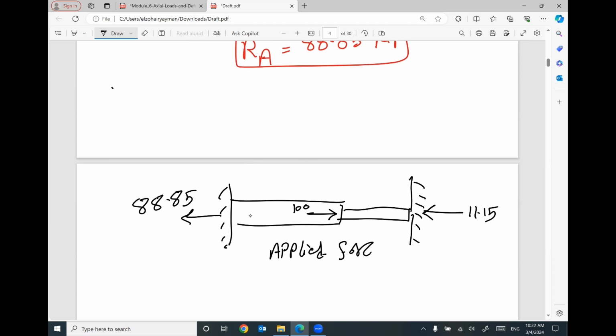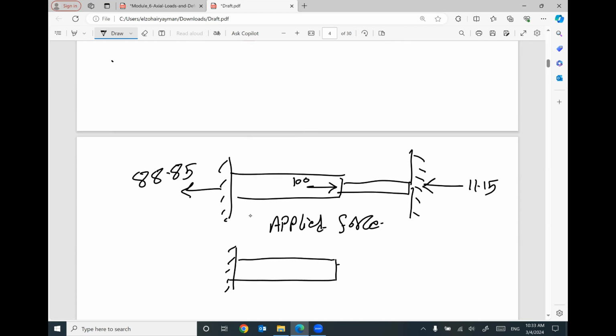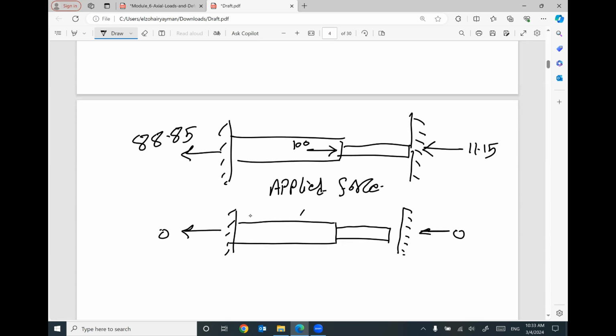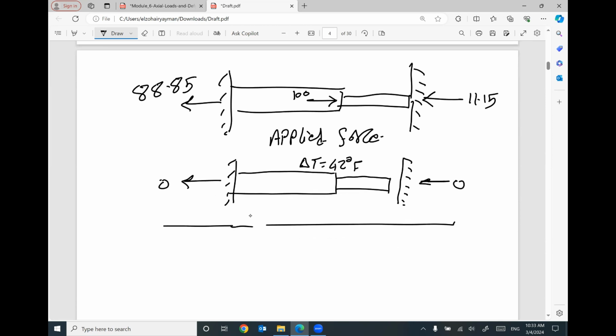Keep in your mind, for the effect of temperature, we are lucky. We don't have any hitting between the end of the shaft and the wall. So the reaction here was 0, the reaction here was 0, and this is a change of temperature equal 42 degree Fahrenheit. So the final reaction, keep in your mind, if we have values here, we will add both of them.